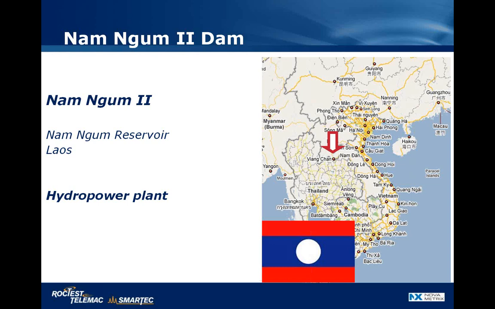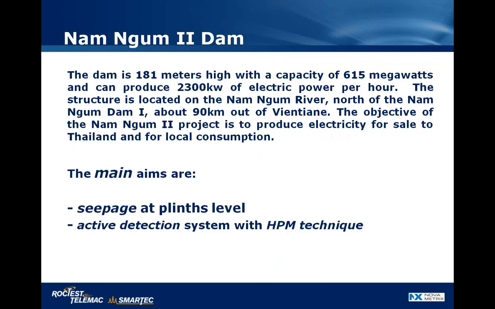Another very similar project was developed in Laos on the Nam Gum 2 dam. The main aim was to prevent seepage at plinth level. For this reason, it was decided to go for the heat pulse method detection technique that offers a more reliable detection when the temperature of the sensing cable is comparable with the temperature of the water.